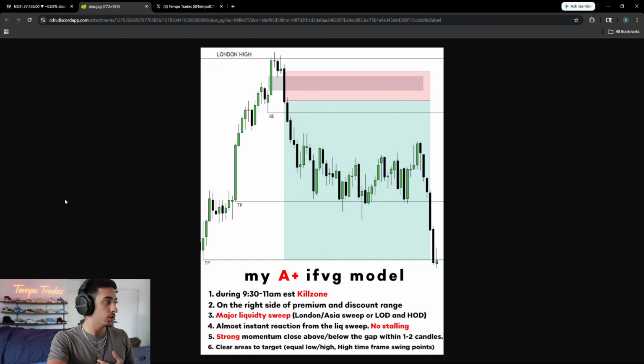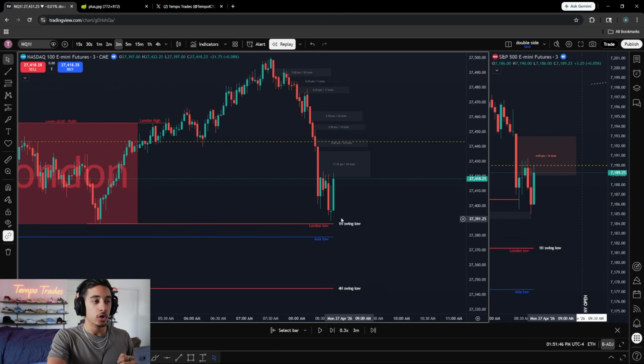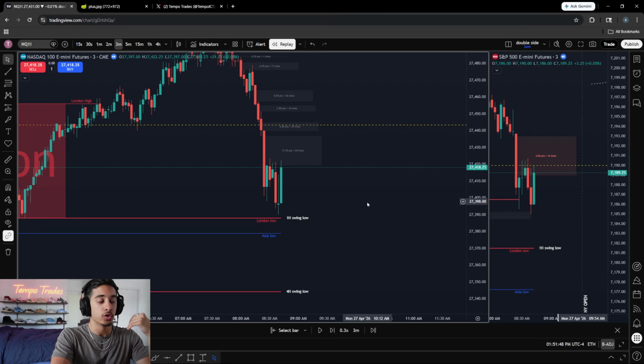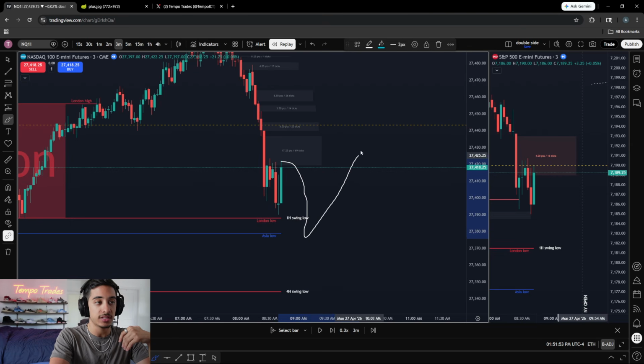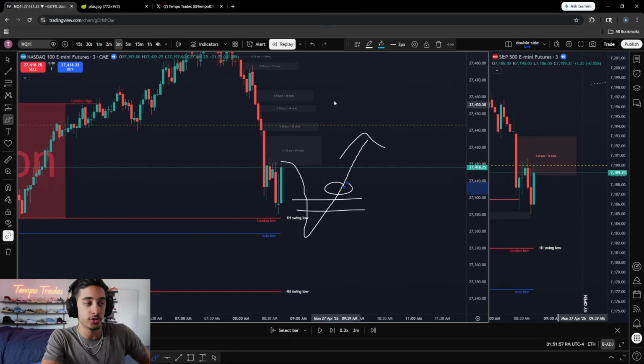And if you don't know what model I trade, here is my complete checklist. So all of these confluences will create the perfect A+ setup, but the most important confluence in this model is number 3, the major sweep of liquidity. And you can see here, I even write London, Asia sweep, right? So London and Asia are right here. So what's going to happen is if price actually comes down and takes either of these levels out, longs become valid because we're expecting a reversal to the upside.